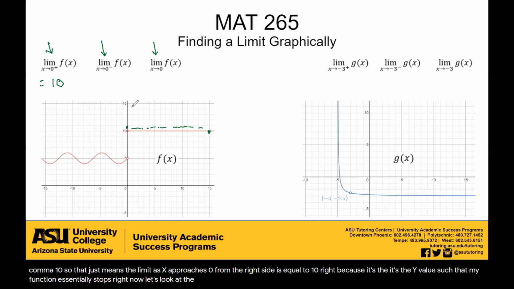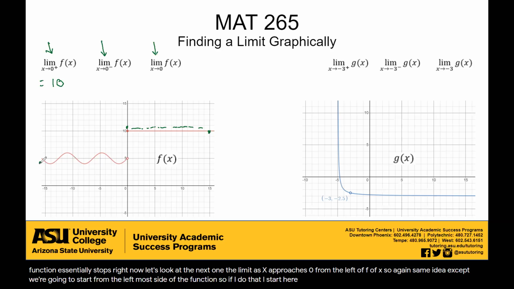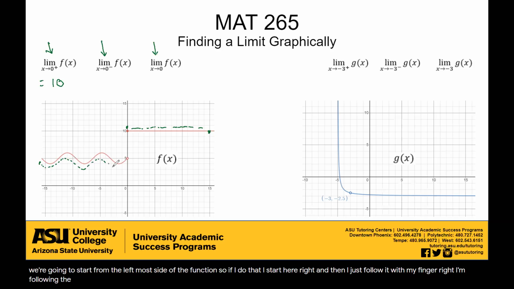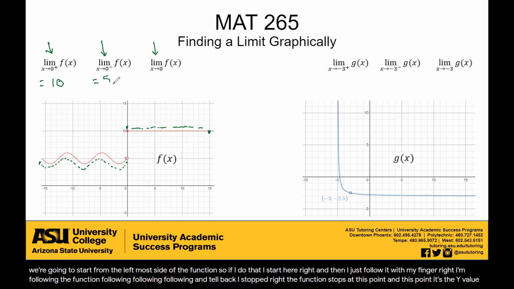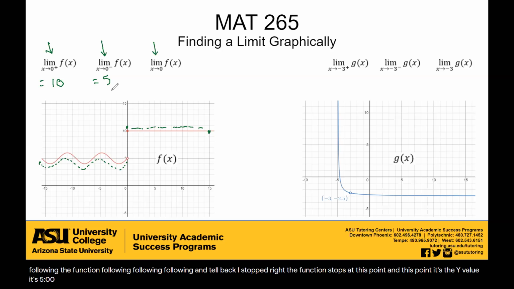Now let's look at the next one. The limit as x approaches 0 from the left of f of x. Again, same idea, except we're going to start from the leftmost side of the function. So if I do that, I start here, right? And then I just follow it with my finger, following the function, until bang, I stop, right? The function stops at this point, and what's the y value? It's 5, right? So the limit as x approaches 0 from the left side of f of x is 5.